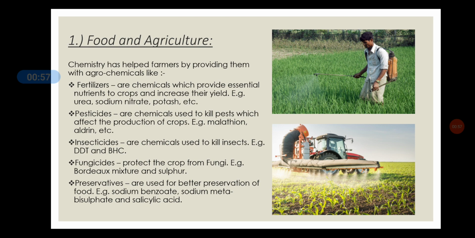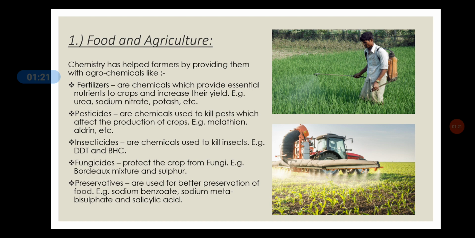Food and agriculture. Chemistry has helped farmers by providing them with agrochemicals. Now, agrochemicals are the chemicals which are used by the farmers in the fields to either increase the crop yield or to protect the crops from pests and fungi, etc. Let us study about it in detail.